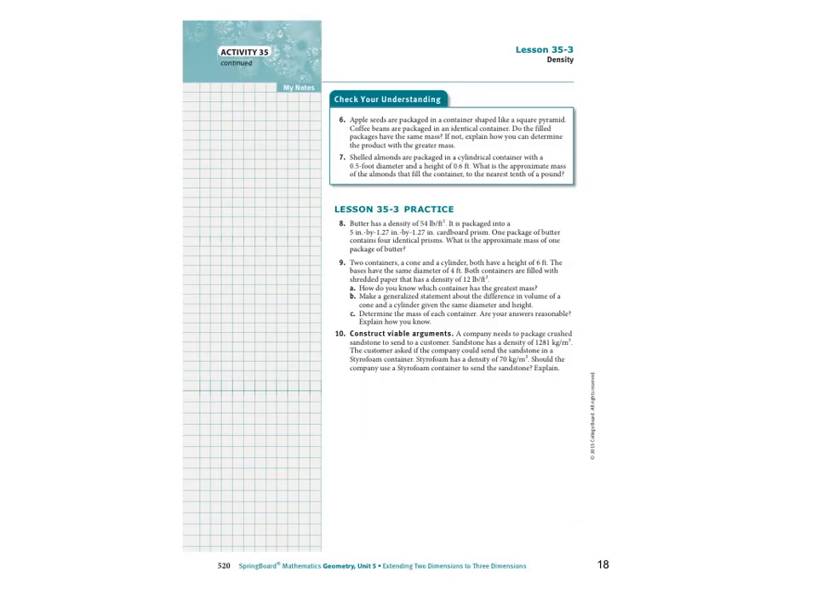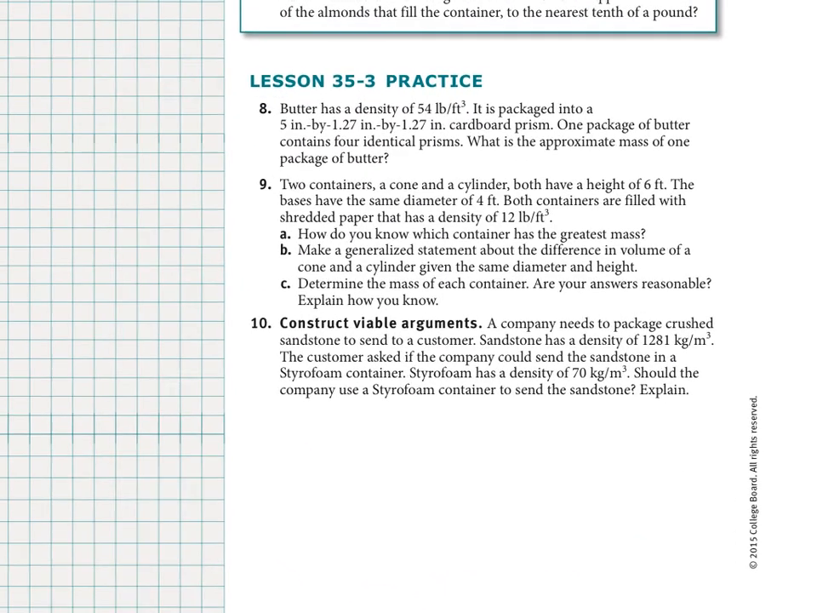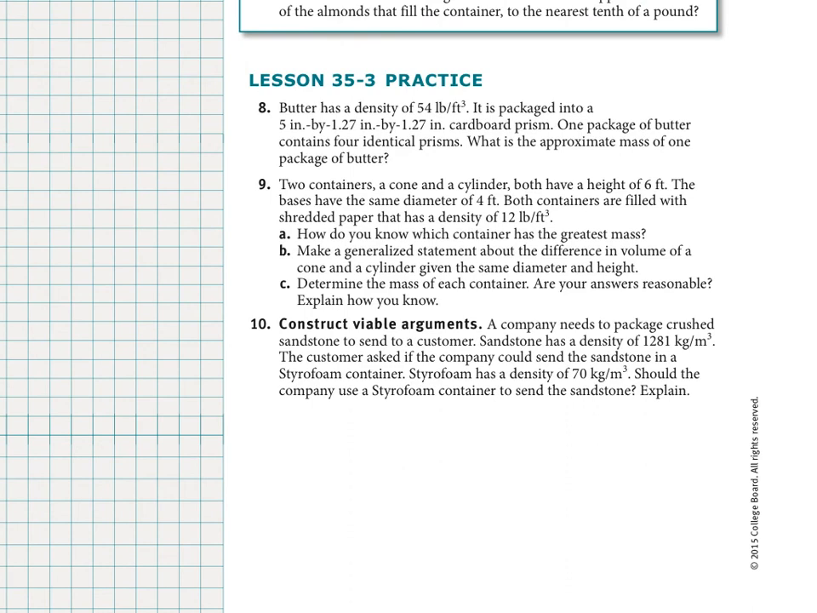Here's what I'm going to have you do now. You're going to try number 8 on your own. Let's read through it so you can see what we're going to be looking at. Butter has a density of 54 pounds per cubic foot. It is packed into a 5-inch by 1.27-inch by 1.27-inch cardboard prism. Think about that, it's going to be rectangular. One package of butter contains 4 identical prisms. What is the approximate mass of one package of butter?